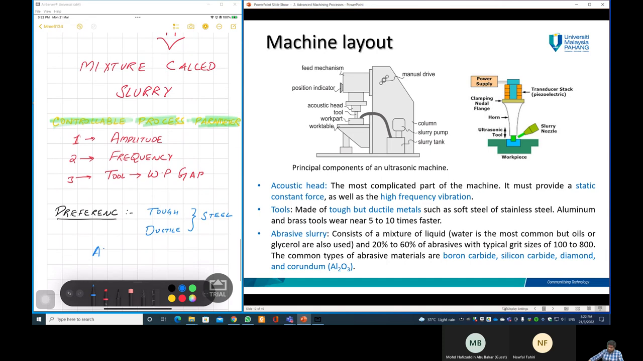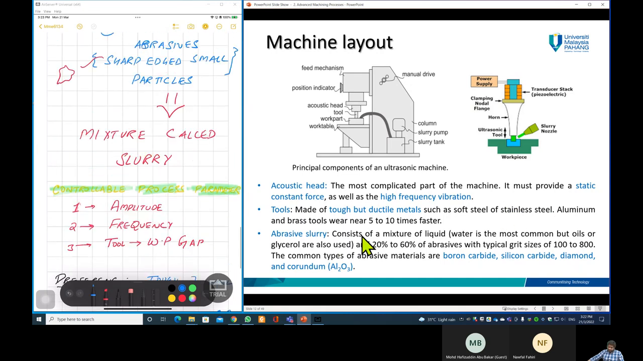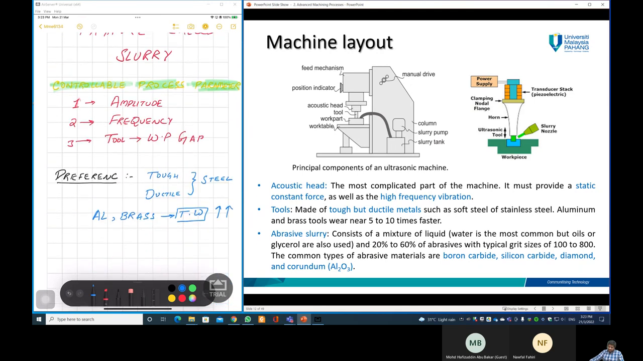If I am going to use aluminium or brass, then the amount of tool wear is going to significantly increase. So to keep the tool wear at bay, we are going to use stainless steel material. The abrasive slurry. So we have got particles of material preference. This is for the tool. So this is tool preference.